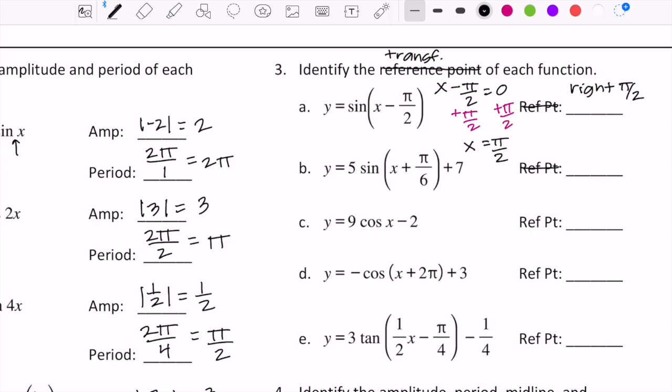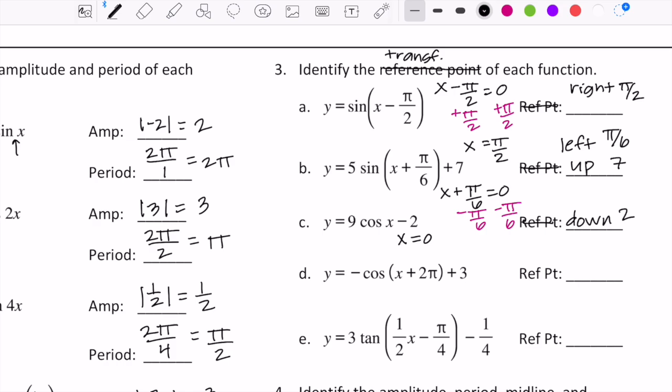So for this one, I can right away see up 7. So I'm going to write up 7 so I don't forget that. And then this one, x plus pi over 6 equals 0, and then we would subtract it. Some of you can do that math in your head, that's fine. The tricky part is when there's a number in front of the x, that's when it's hard to do it in your head. So that's left pi over 6. This one right here, there's nothing in with the x, so if I set that, I just get x equals 0, which means there is no horizontal transformation, but there is a vertical transformation of down 2.